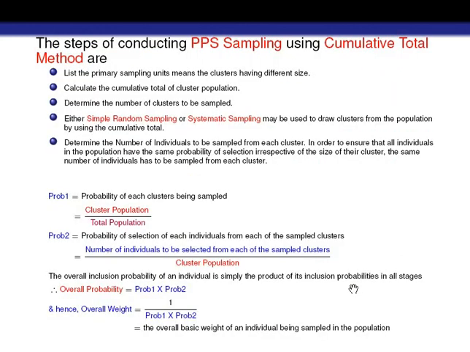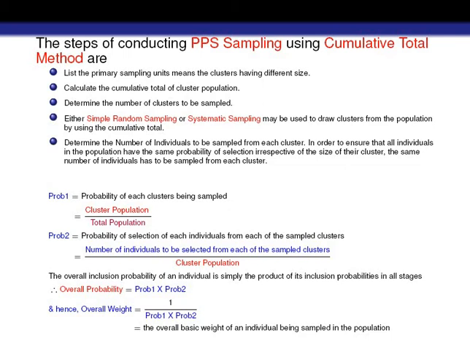Okay, so now to draw a sample from the population by using the technique of PPS sampling, we have two methods. First one is the cumulative total method and the second one is Lahiri's method. So we first discuss the cumulative total method and then we'll discuss Lahiri's method also.